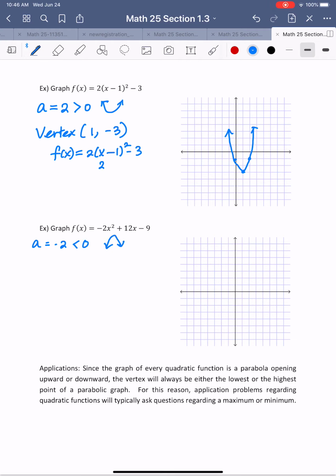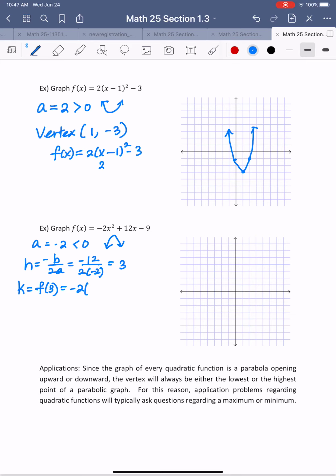Okay, and then the h, you can use completing the square too, but you can use the vertex formula. So negative b over 2a: negative 12 over 2 times negative 2, which is 3. Right? 12 over 4 is 3. And then k, you plug it in. Plug in f of 3.